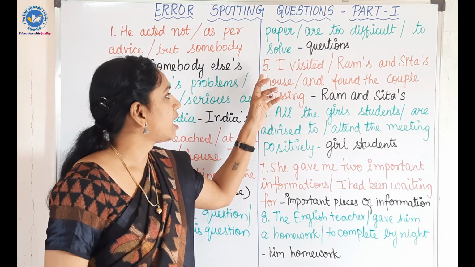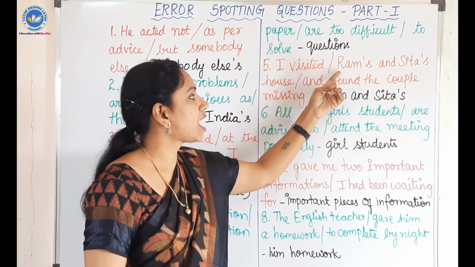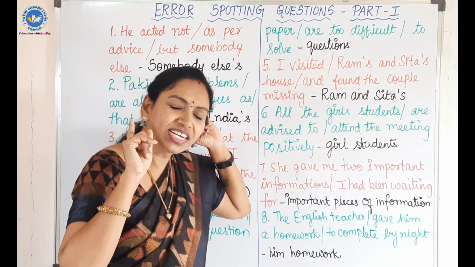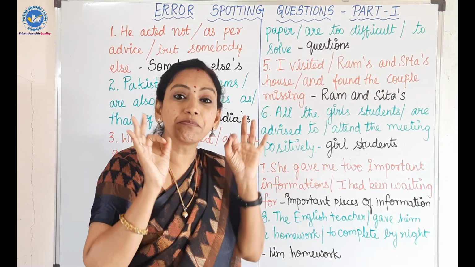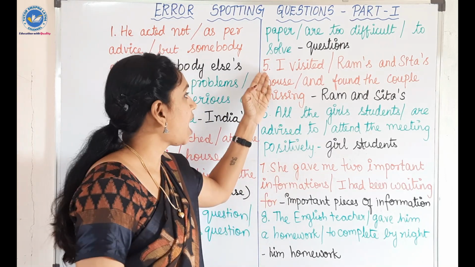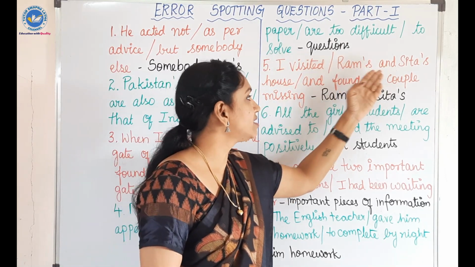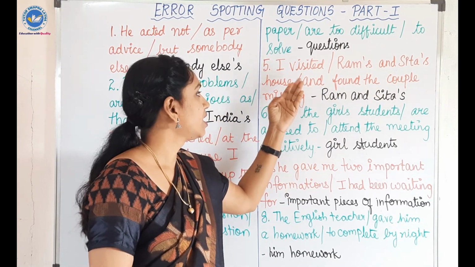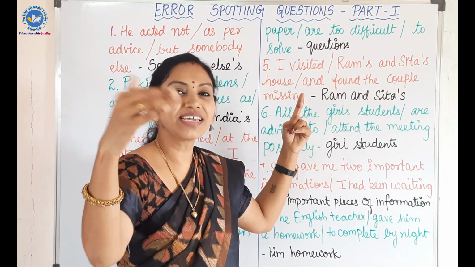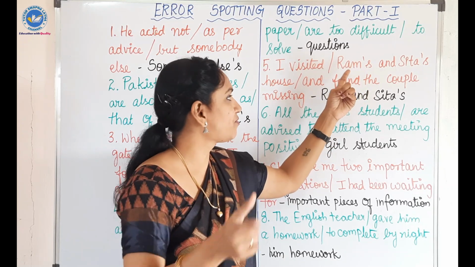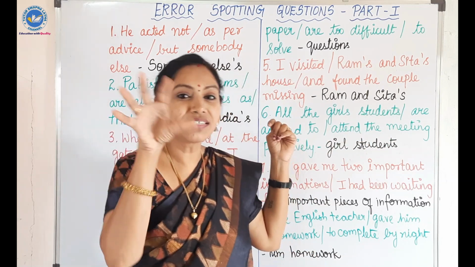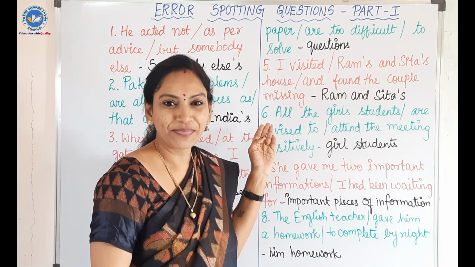Next, fifth question. I visited Ram's and Sita's house. As every time I used to tell you, please understand the meaning in the question. Then you can very easily write it on your own. I visited Ram's and Sita's house. Until here, what do they mean? I visited Ram separately, Sita separately. When an apostrophe is given for Ram and Sita, what do we mean? It's Ram's house and Sita's house. That is the first part of the question, isn't it?